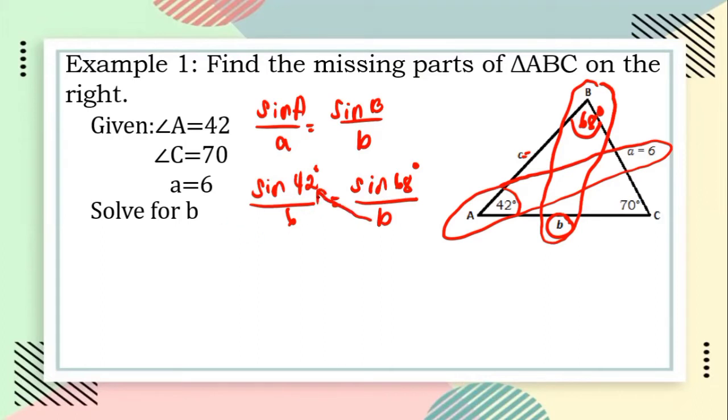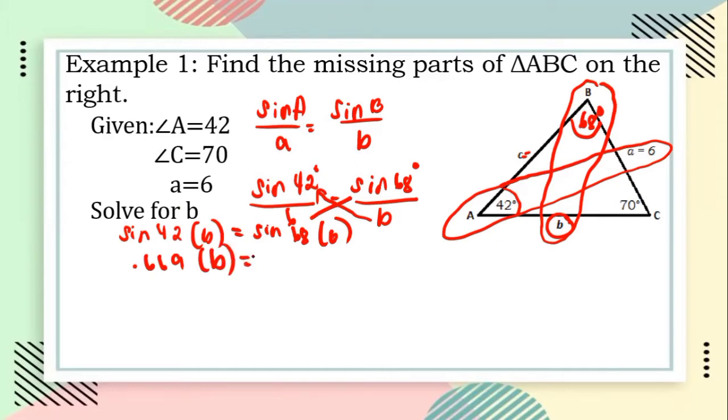So we have sine 42 times b. Just cross multiply b to this side, so we have sine 42 times b equals, cross multiply 6 here, sine 68 times 6. Using your calculator, the value of sine 42 is 0.669 times b, equals the value of sine 68. The answer is 0.927. Using your calculator, you can get this value. Then times 6, so 0.927 times 6. The answer is 5.563.